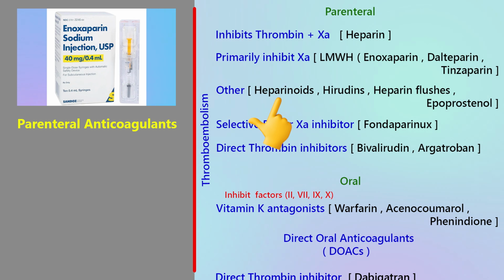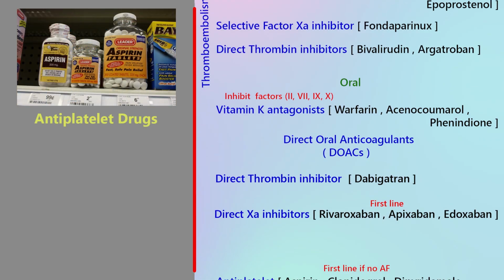Other parenterals: heparinoids, danaparoid, DVT prophylaxis, alternative in HIT. Argatroban, after thrombocytopenia resolves. Hirudins, bivalirudin, ACS, PCI. Heparin flushes, often unnecessary, saline is enough. Epoprostenol, vasodilator, inhibits platelets, IV infusion. Fondaparinux, synthetic factor Xa inhibitor.